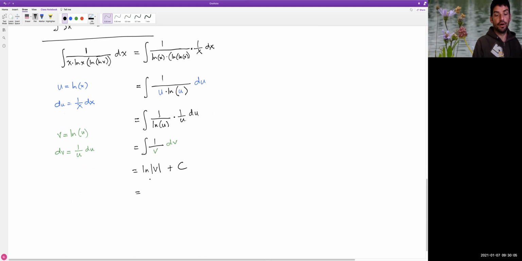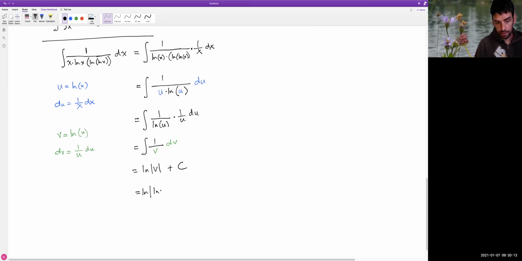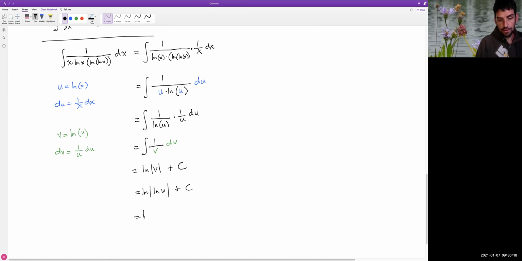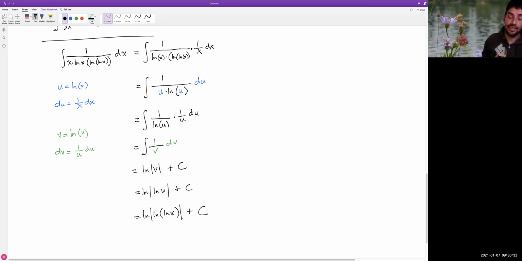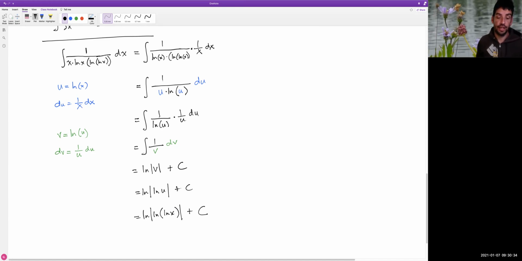And now we just have to go back through our substitutions. The natural log of absolute value of v, the v becomes the natural log of u. And then the u becomes the natural log of x, right? u becomes natural log of x. And we get this ugly looking function. And that's our antiderivative, right? Again, you can take the derivative, it'll have a couple of chain rules happening, and you'll end up with what we started with in the integrand up here.